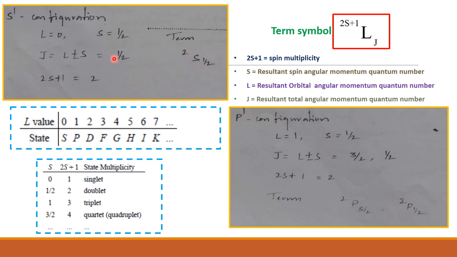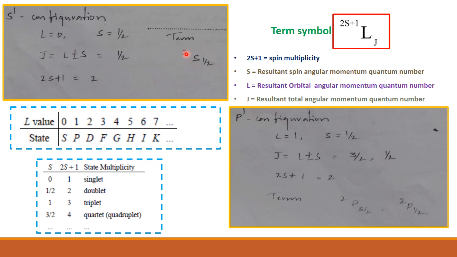So here L plus S, that is 0 plus 1/2, is equal to 1/2. Where J is the resultant total angular momentum quantum number, that is the coupling or interaction between orbital angular momentum and spin angular momentum. So J will be 1/2 for the s1 configuration. Then the spin multiplicity is 2S plus 1, where S is equal to 1/2.